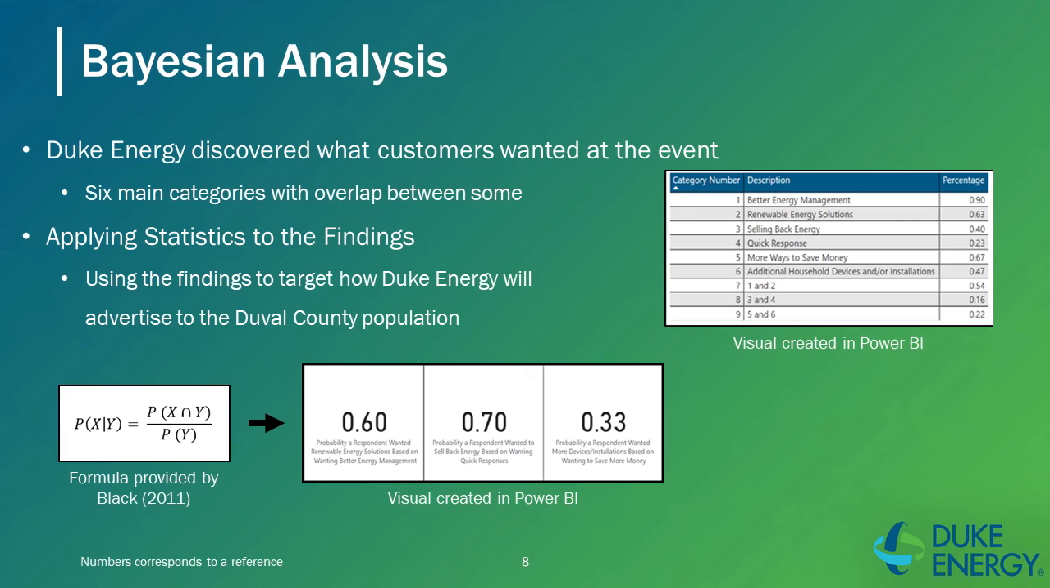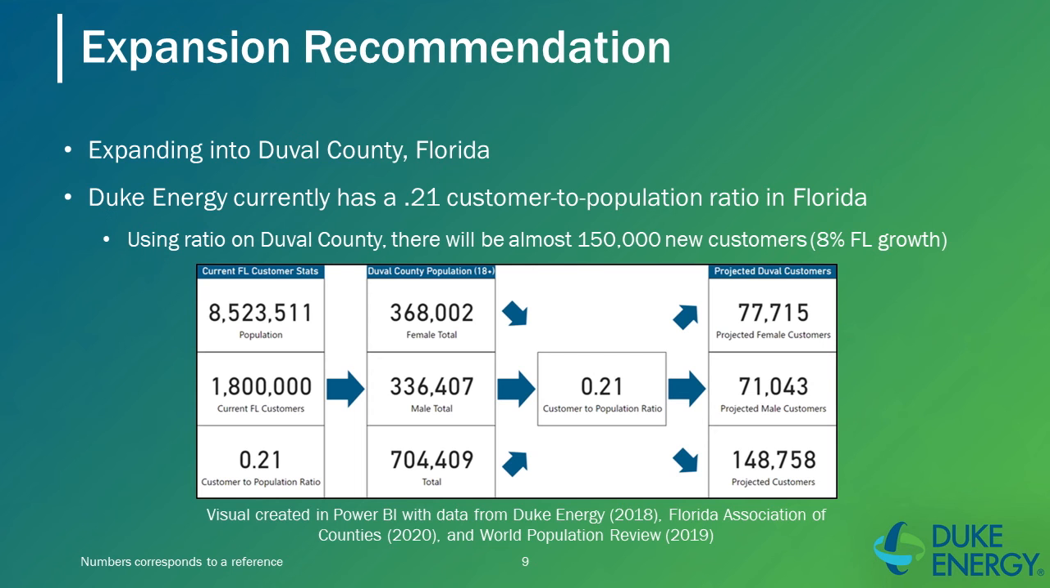Shown on the screen are the 6 major categories that Duke Energy heard back from, along with some overlaps between some of the major categories. Also, you will find at the bottom of the screen a few more statistics based off the findings. Based on the topics discussed, the recommendation for expansion for Duke Energy is into Duval County, Florida. Duke Energy's presence in northern Florida already consists of 1.8 million customers, and Duval County area is the remaining major area that would allow for further expansion into Georgia in the future as well.